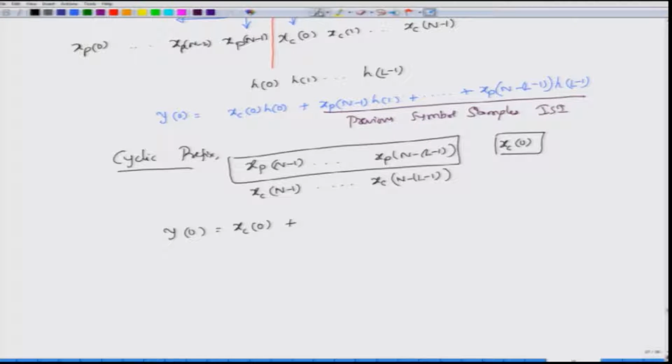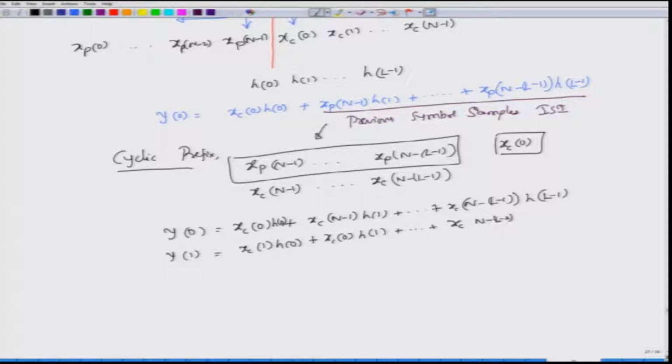Now, in place of the previous symbols, if you replace them with the current symbols, then the sample y of 0, which earlier would have had previous symbol samples causing ISI, will now be written as y of 0 equals xc of 0 h of 0 plus xc of n minus 1 h of 1 plus all the way up to xc of n minus L minus 1 h of L minus 1. Look at the sample y of 1: y of 1 will be xc of 1 h of 0 plus xc of 0 h of 1 plus all the way up to xc of n minus L minus 2 h of L minus 1, and so on.